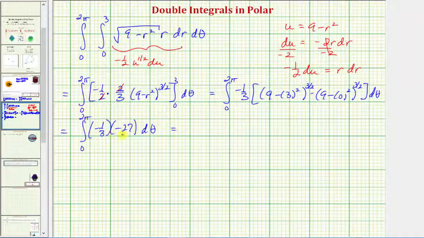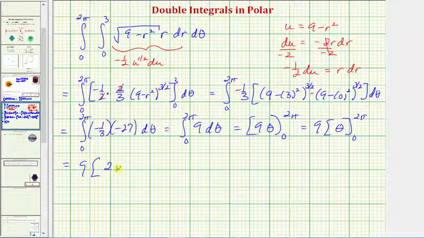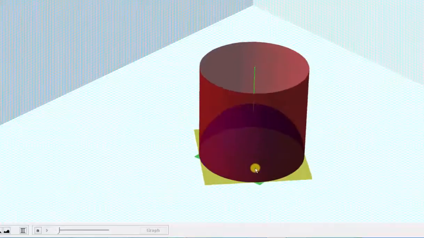Well, negative 1/3 times negative 27 is equal to 9. So we have the integral from 0 to 2 pi of 9 d theta. So the antiderivative is 9 theta, which we can write as 9 times theta. So we have 9 times 2 pi minus 0, which equals 18 pi. And again, because our function is non-negative over the region of integration, we just found the volume of this half sphere.